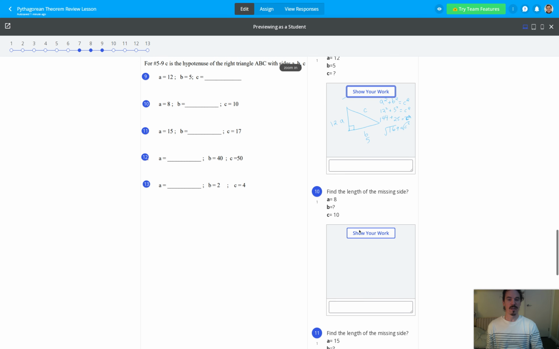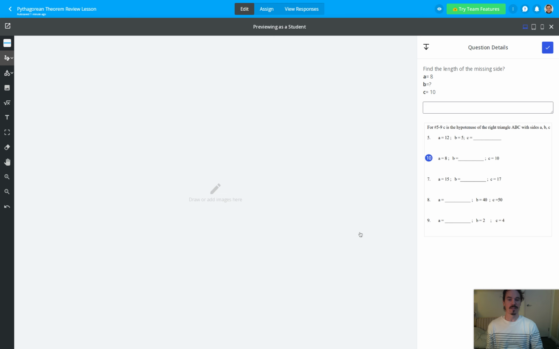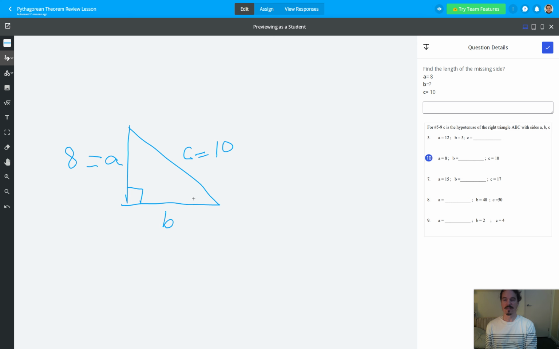So now let's go ahead and do number 10, because this is going to be an odd question. It says find the length of the missing side. Okay, once again, exact same thing. The triangle here, right angle triangle. We have a C, an A, and a B. But in this case, it tells us what the A is, but it doesn't tell us what the B is. It tells us what the C is. So C is 10, A is 8, and B, we don't know.